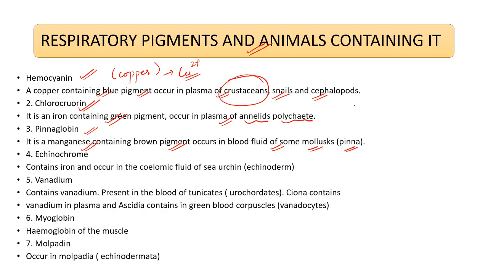Echinochrome contains iron and occurs in the coelomic fluid of sea urchins or echinoderms. So echinochrome, chlorocruorin, pinnaglobin.